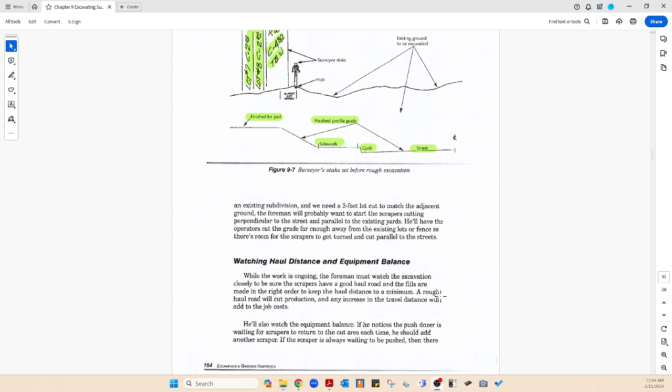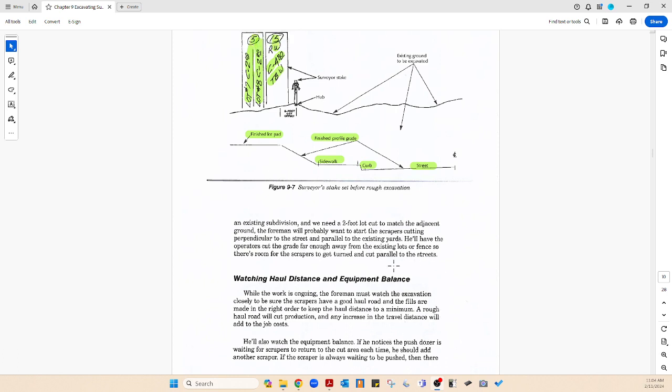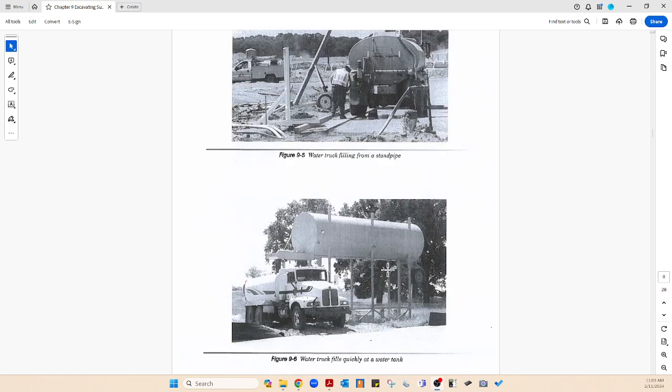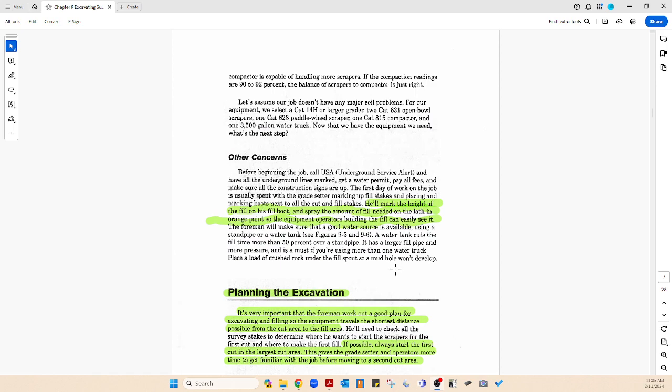The book tells us to start at the largest cut. This gives the grade setter and operators more time to become familiar with the cut area. I've already gone over that, I think. Now, the crew meeting, to discuss the job and the excavation, I think I've talked about that. I want to go back and make sure.